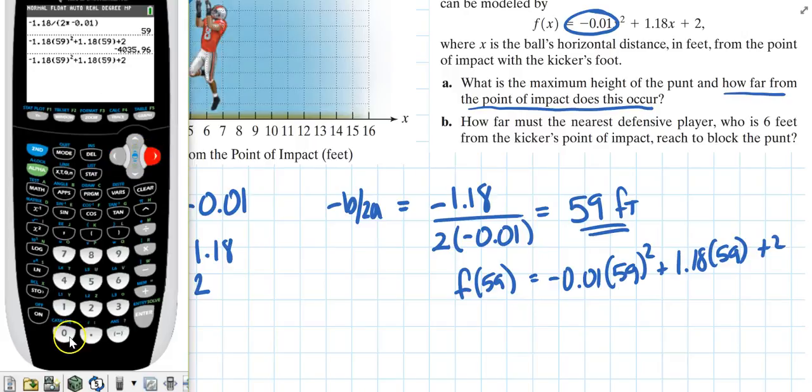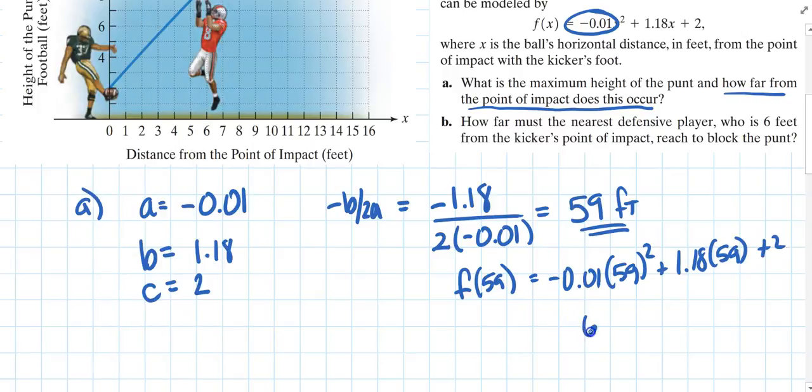Okay, negative 0.0, and then change this to a 1. And now push enter. Hey, there we go, 36.81. That makes a whole lot more sense. Okay, so 36.81 feet high, okay? So what is the maximum height and how far?